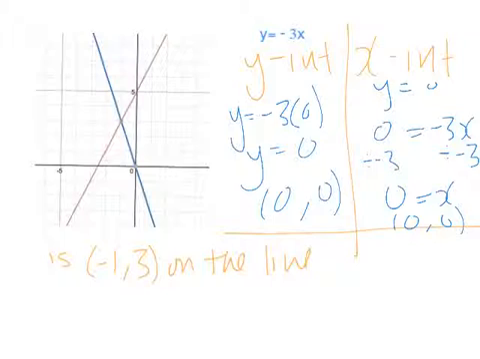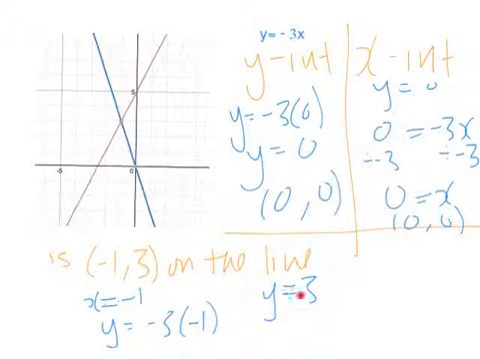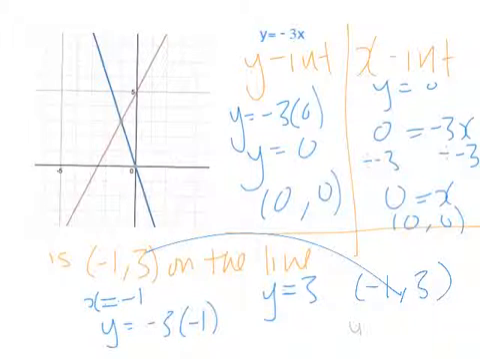And finally, is (-1, 3) on the line? Well, I know x is -1, so I'm going to make x into -1 over there. When x equals -1, y equals -3x, and if I put that in my calculator, y equals 3. So when x equals -1, y equals 3. Putting that into coordinates, remembering my coordinates go x, y, I get (-1, 3), so I can see that those two are the same. Therefore, yes, (-1, 3) is on the line.